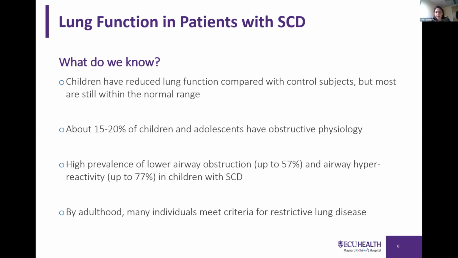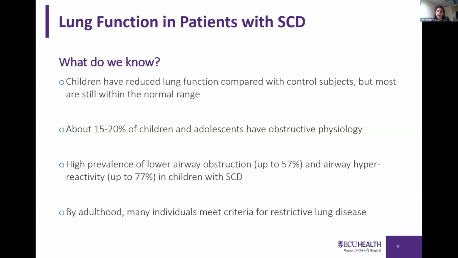So in terms of lung function in patients with sickle cell, what do we know? We know that children have a reduced lung function compared with control subjects, but many are still within the normal range. And that's where it becomes really critical to be vigilant, to pick up on those patients who have predisposing factors for things like asthma, whether it's a family history, allergic sensitization, or signs of hyperresponsiveness.